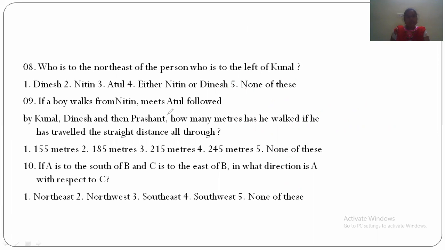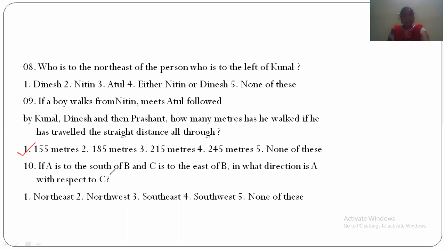If a boy walks from Nitin to Atul, followed by Kunal, Dinesh and then Prashant, how many meters does he have to walk if he has traveled a straight distance all the way? So from Nitin to Prashant, in this diagram, we just have to add all the distances. If we add that, it will come to 155 meters. You can check this yourself, or treat it as an exercise. 155 meters, it will come.